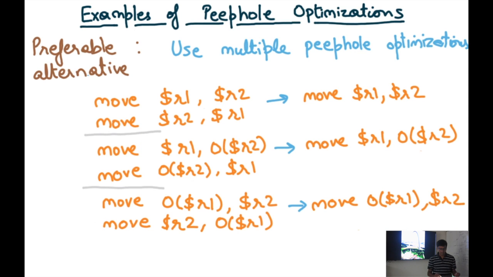A preferable alternative in many situations is just to use multiple peephole optimizations so that the pattern matching remains easy. So for example, if I wanted to generalize registers to memory locations, maybe I just have three different rules: one for registers, one where the memory location is the source operand, and one where the memory location is the destination operand in the first instruction. And notice that when I use the memory operand, I use this displacement mode. So 0 parentheses R2 basically represents R2 plus 0, and then access that location. That's what this operand here represents.